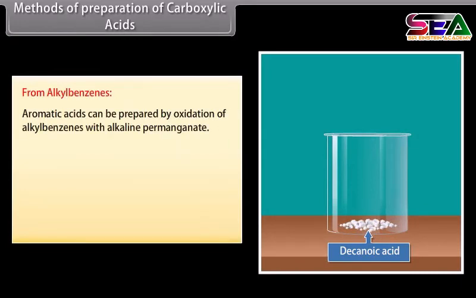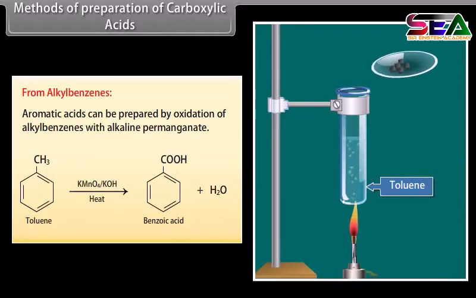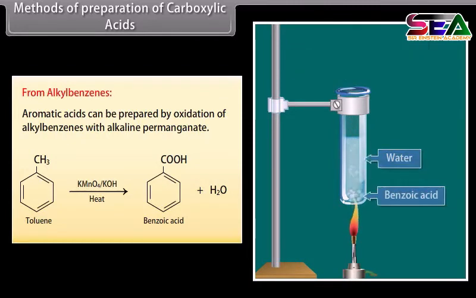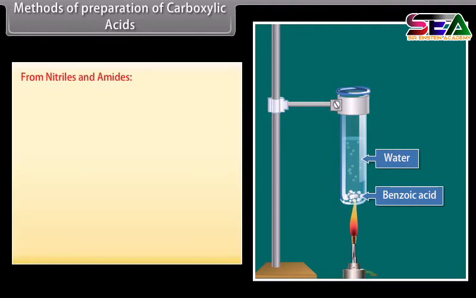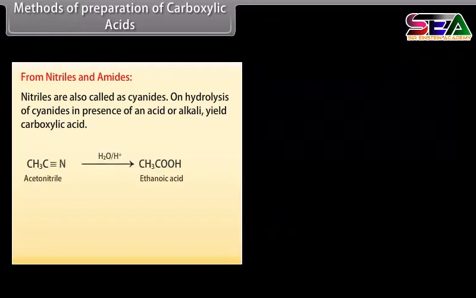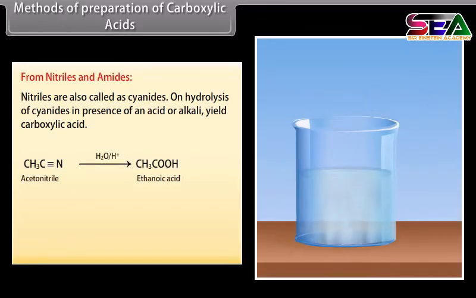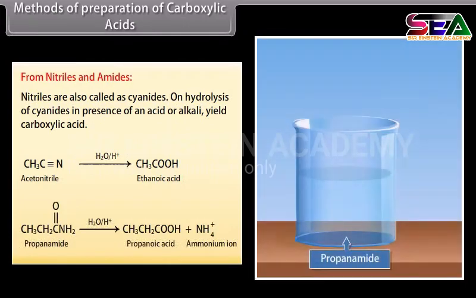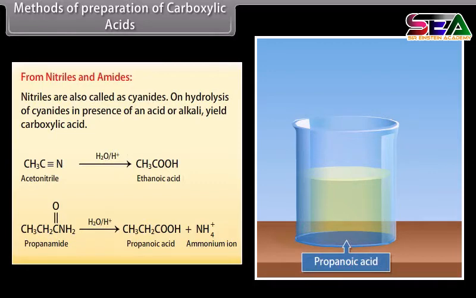From alkyl benzenes. Aromatic acids can be prepared by oxidation of alkyl benzenes with alkaline permanganate. Toluene reacts with potassium permanganate in alkaline medium and forms benzoic acid with some water. From nitriles and amides. Nitriles are also called cyanides. On hydrolysis of cyanides in presence of an acid or alkali they yield carboxylic acids. Hydrolysis of acetonitrile in presence of an acid forms ethanoic acid. On hydrolysis of propanamide in the presence of an acid, it forms propanoic acid and ammonium ion.